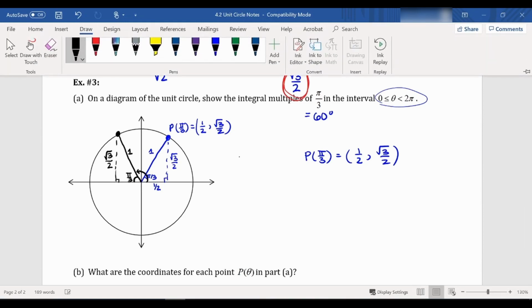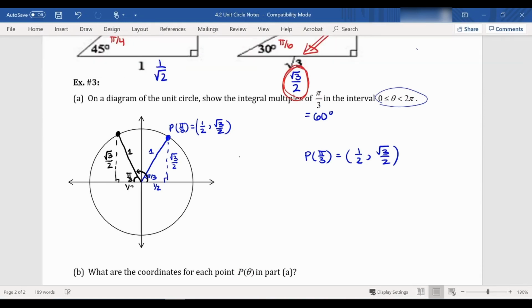And that means the bottom measurement should be 1 over 2 from our special triangles. Now the problem is that this is a negative x-axis, so this should actually be negative 1 over 2. So our point here for 2 pi over 3, my x-coordinate is negative 1 over 2, and my y-coordinate is root 3 over 2.